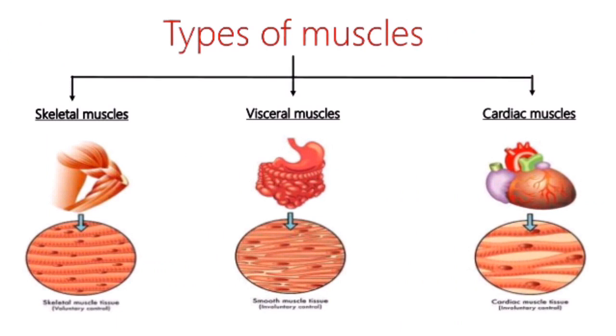See the types of muscles: skeletal muscles, visceral muscles and cardiac muscles. As you know, there are three types of muscles. Skeletal muscles are also known as voluntary muscles. Visceral muscles are known as involuntary. Cardiac muscles are confined only to our heart. Skeletal muscles are also known as striated muscles. Visceral muscles are also known as smooth muscles.